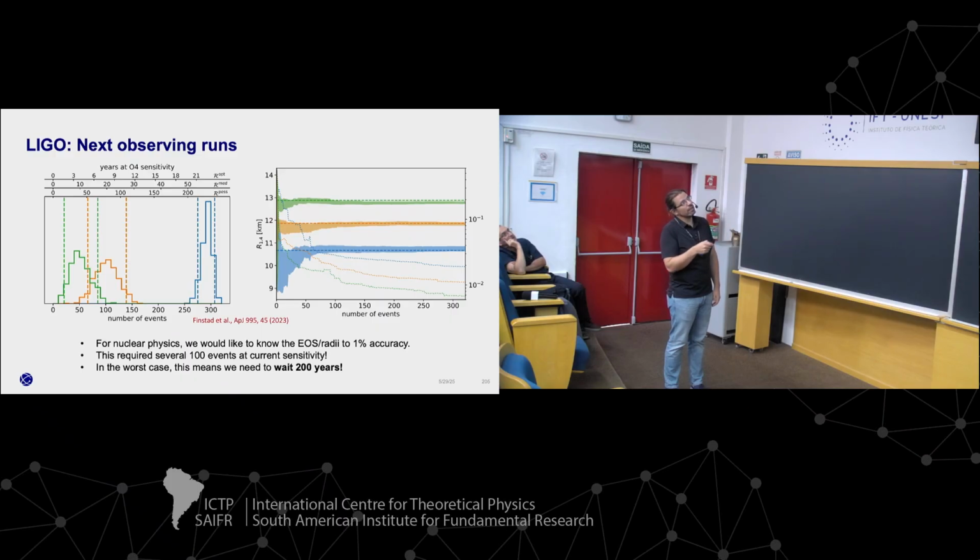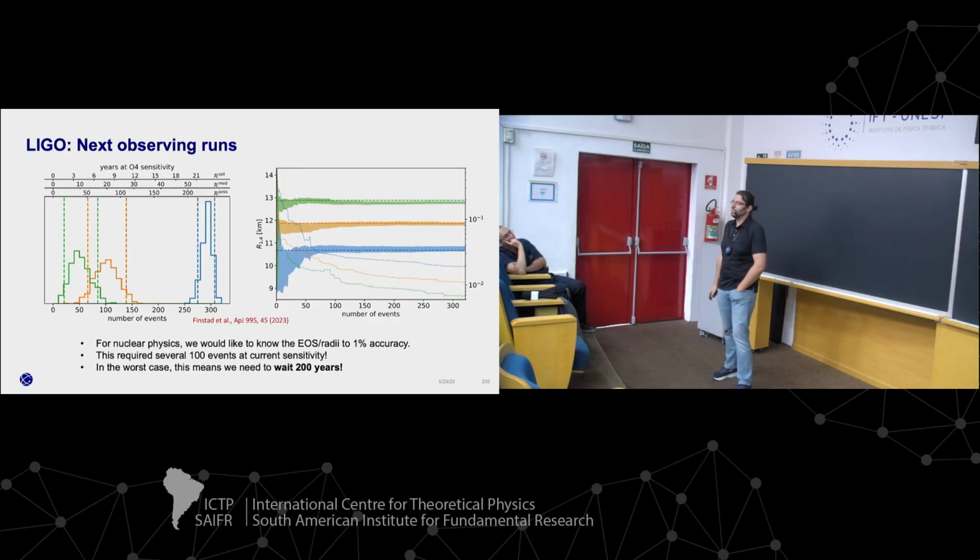If you then use an optimistic or pessimistic or an intermediate scenario for the rate of mergers, you get here the number of years you have to wait to observe these events. So if we want, let's say, to measure the equation of state to 1% accuracy with current LIGO, we have to wait, and we're pessimists, we have to wait between 50 and 300 years. And no one wants to wait that long. And even if we're optimists, we have to wait between 3 and 25 years or something like this.